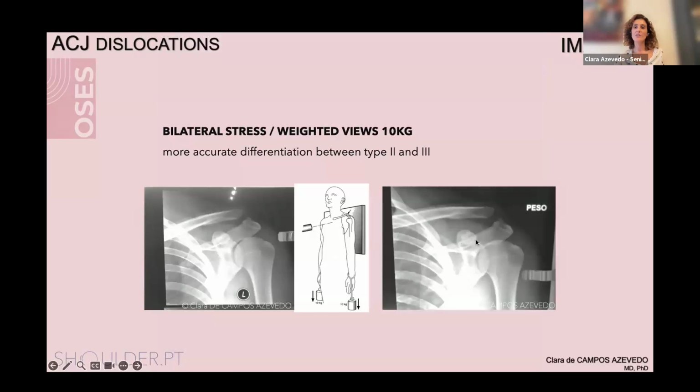Okay, so do you think that this is justifiable nowadays, to do the stress views? Do you think this still stands? In my practice, not, because it doesn't change my practice, I would say. Okay, I agree with you. I didn't order this X-ray. It came with it.